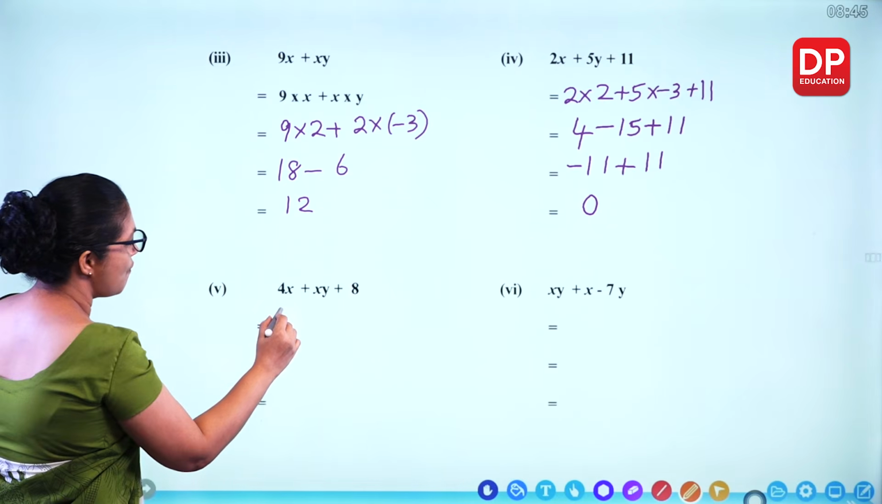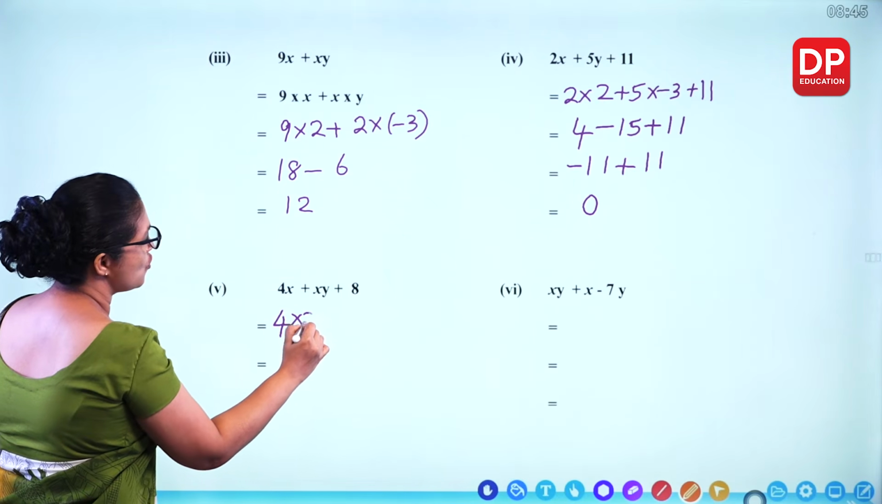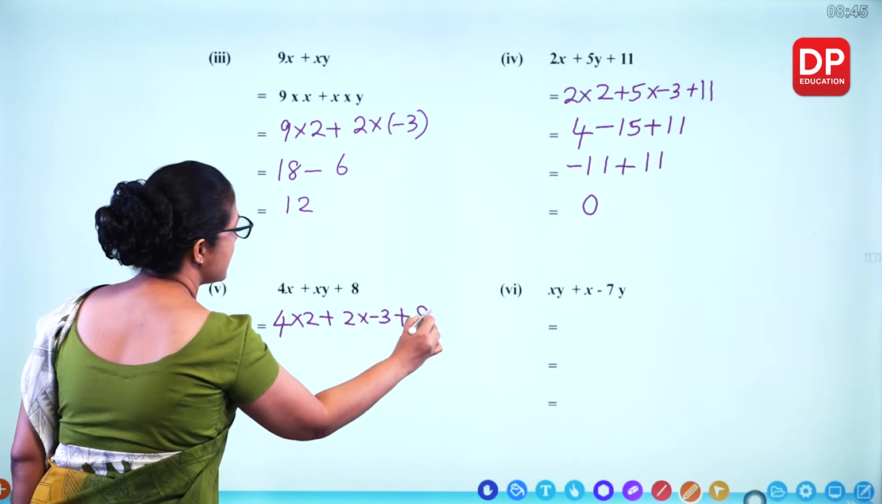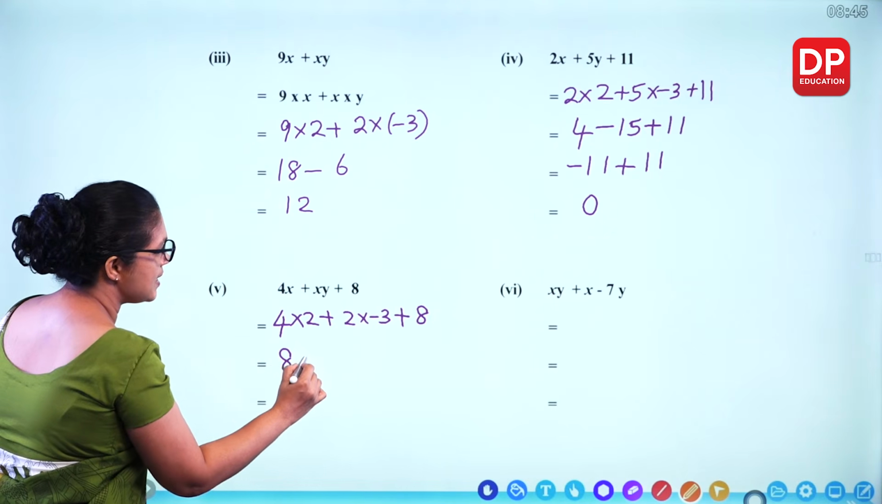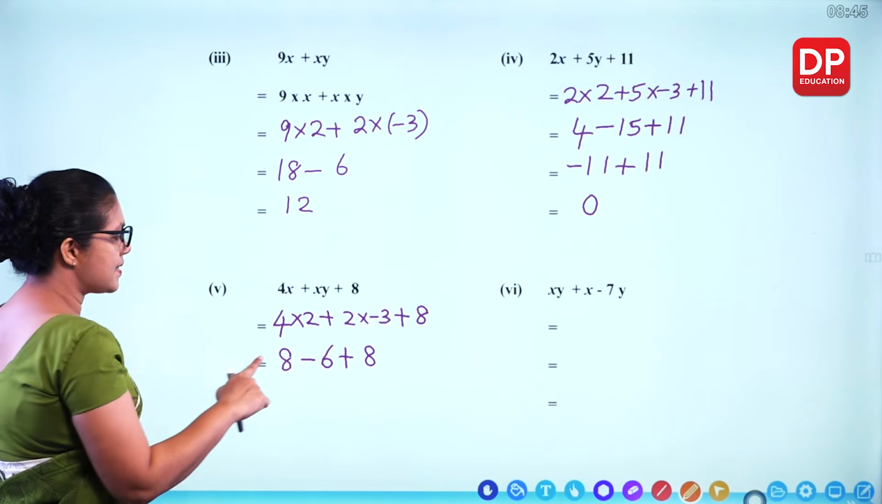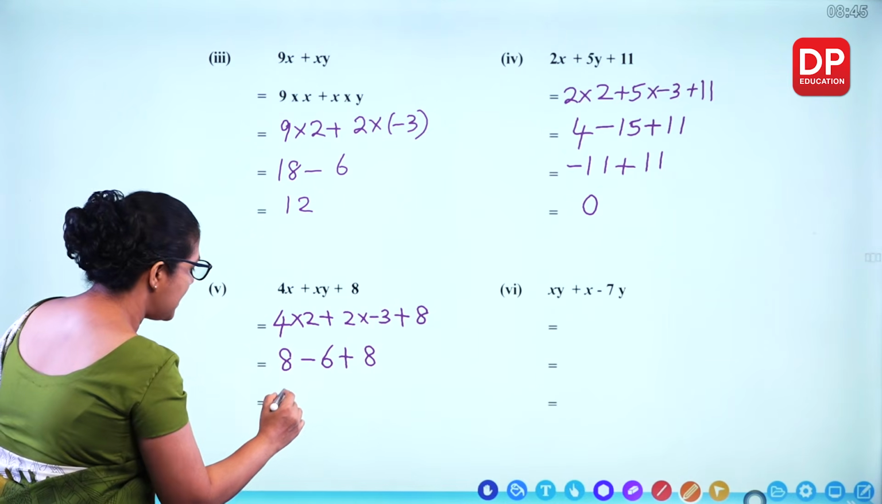This one, 4 times x, x is 2, 2 times minus 3 plus 8. 4 times 2 is 8, minus 6 plus 8. 8 minus 6 is 2, 2 plus 8 is 10.